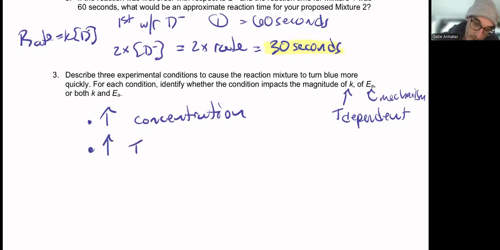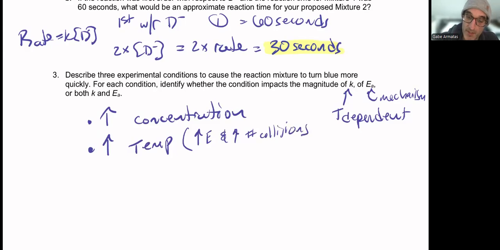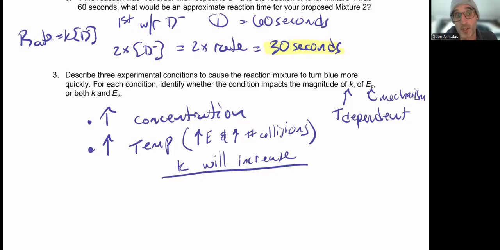Increasing the temperature will make things move faster. Increasing the temperature causes an increase in energy and an increase in the number of collisions. Both of these are going to increase the rate of the reaction. This will affect k: because the temperature is changing, k will increase. But activation energy will not.